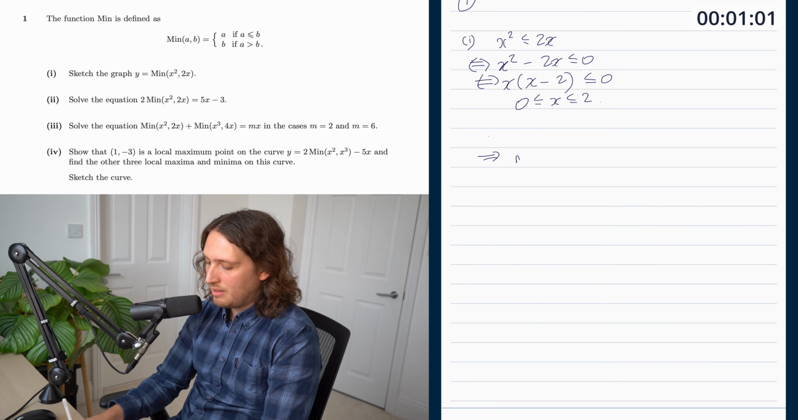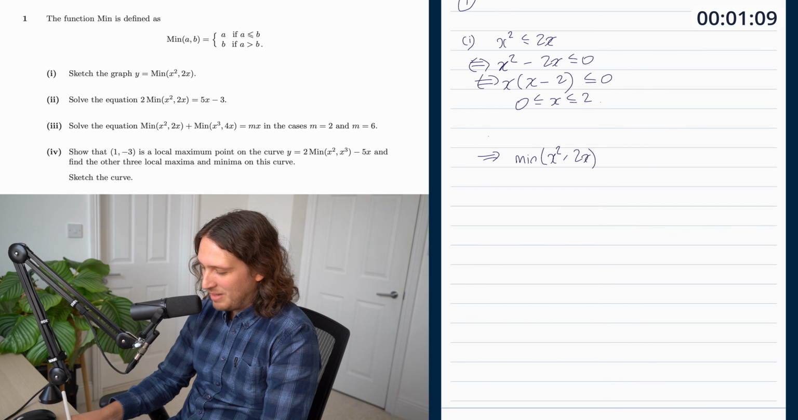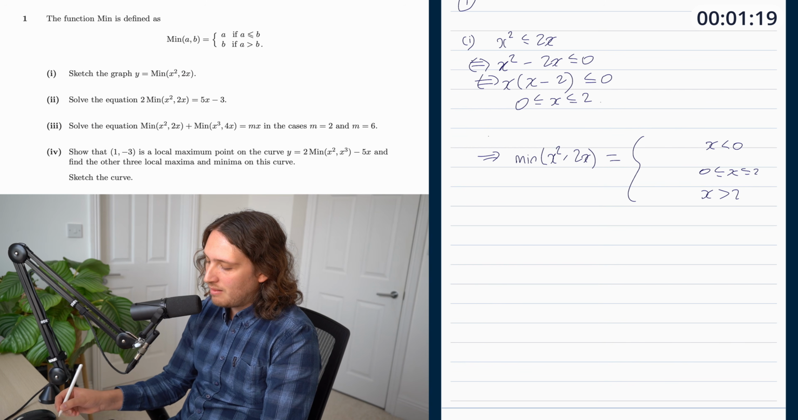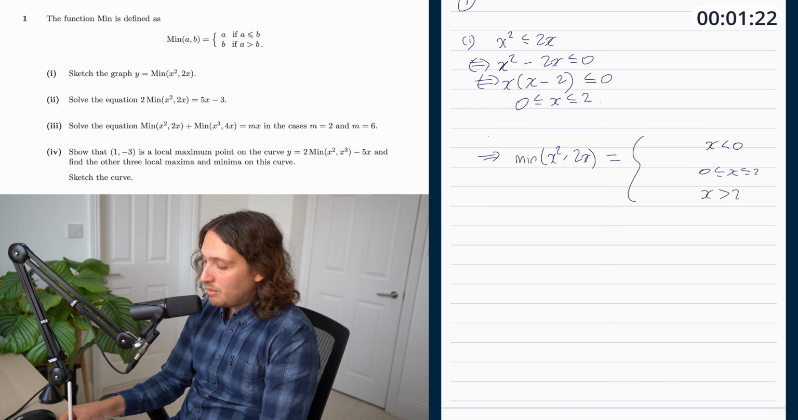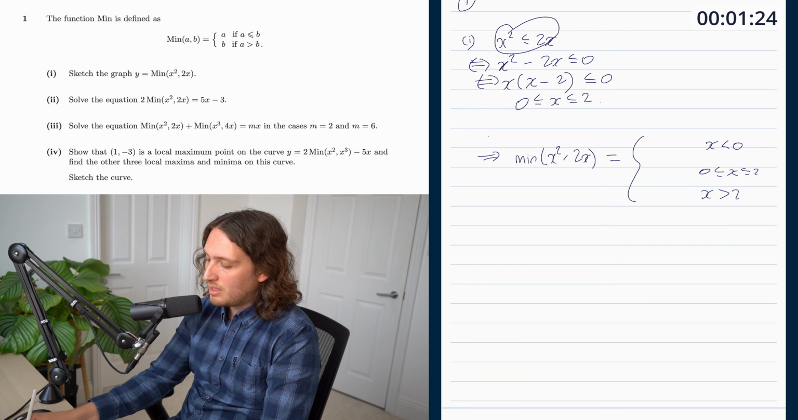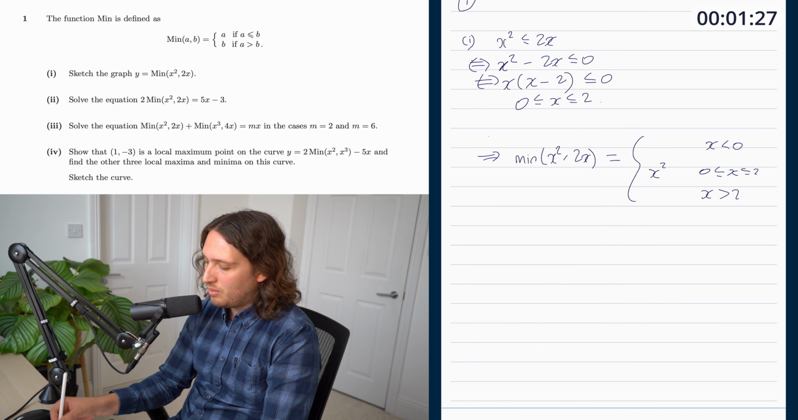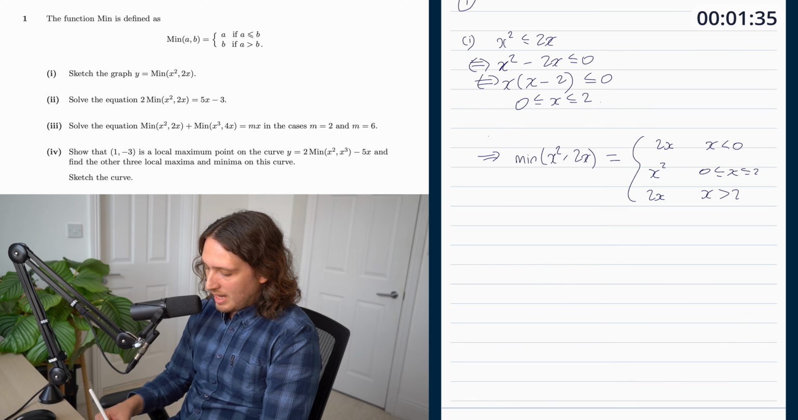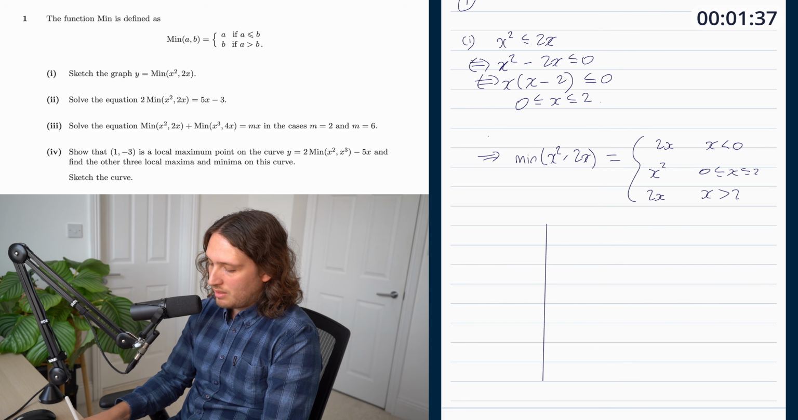So that means that the function min(x squared, 2x), I'm sure the examiner will let me off for not doing a capital M, is going to be, well, I've got several cases. I've got when x is less than 0, I've got when x is greater than 2, and I've also got when x is between 0 and 2. In this case, by my inequality work here, x squared is the smaller of the two, and in the other cases which arise, it's actually going to be 2x which wins. Okay, so that should be enough, I think, to draw the graph.